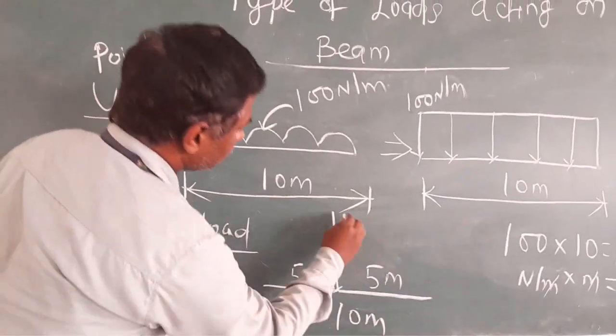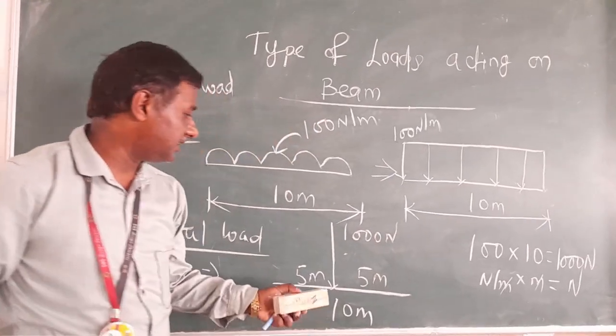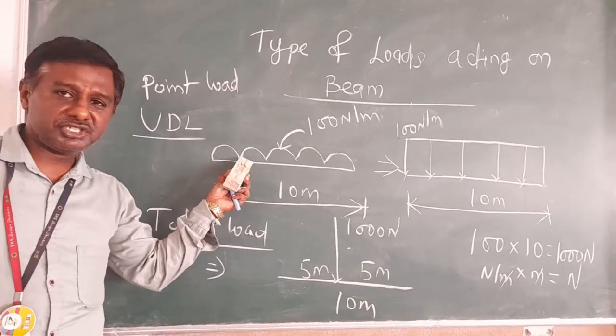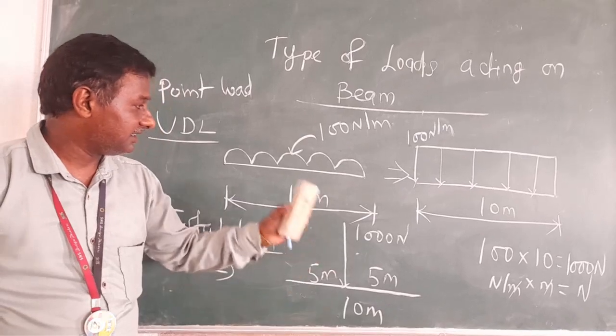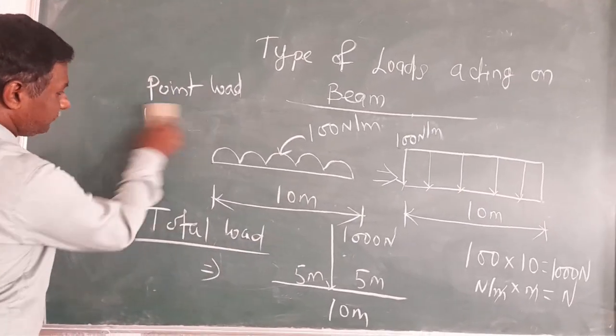So totally 1000 Newton. This is the methodology to convert the intensity of a uniformly distributed load to a point load. Now we can go for the uniformly varying load.